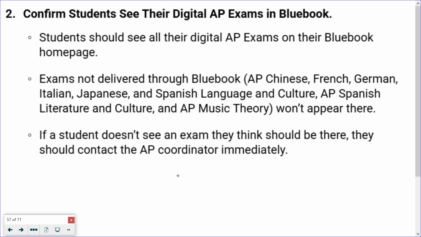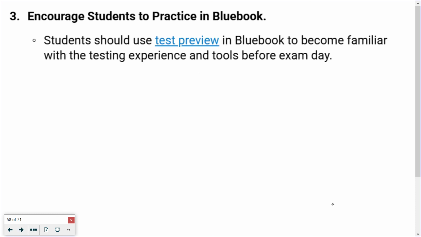Please check it. Okay. It says you should see all the digital AP exams on your Blue Book homepage. So I am assuming whatever you're signed up for, like AP Calc and something else, you'll be able to see both of them, or 3 of them, or 4 of them, or 5 of them. Everybody got that? Please do that. Because if not, the test doesn't get started on time, and that's annoying. You don't want to be the student that messes it up.